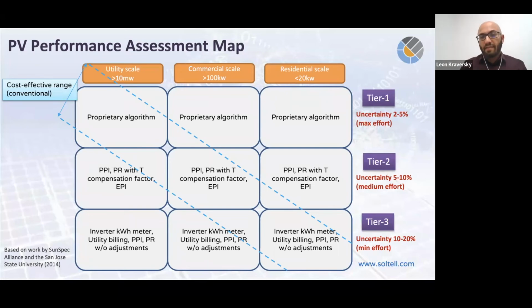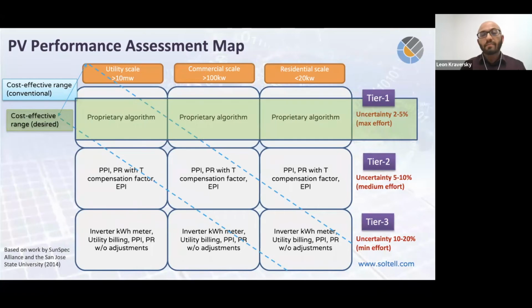Now we see a diagonal blue dashed line, and this is the cost-effective range, which is conventional. And this is the reality we're facing today. But actually what we would like to see is to bring the ability to assess performance for commercial and residential scale to the same tier as is done for utility scale. And we must do it at sufficiently cheap cost to make it feasible.